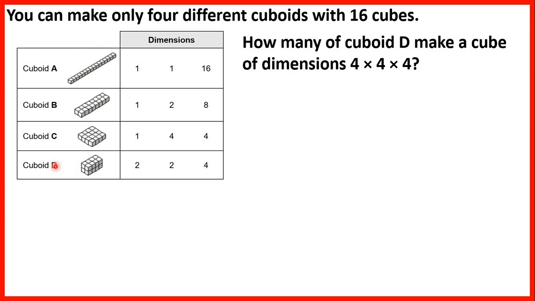So we'd need another cuboid next to it and then 2 on top. So that would be 4 of cuboid D altogether. Notice 4 times 4 is 16, times 4 is 64. And 16 times 4 is 64, so that's another way of working out that we'd need 4 times the number of cuboids to make a cuboid that's 4 by 4 by 4.